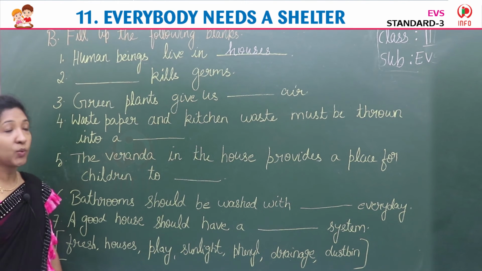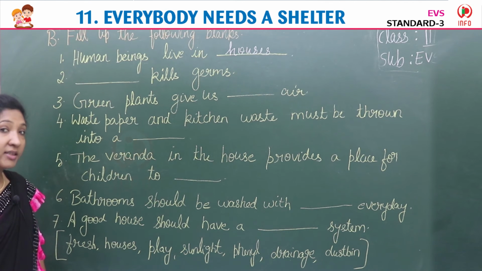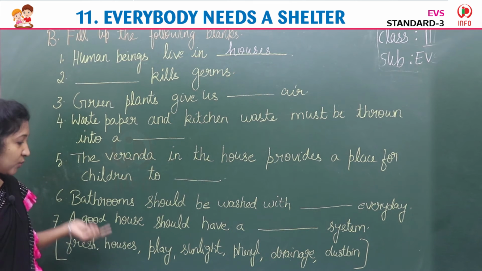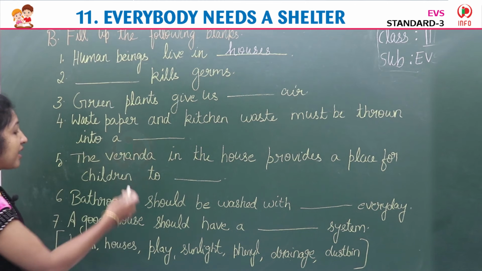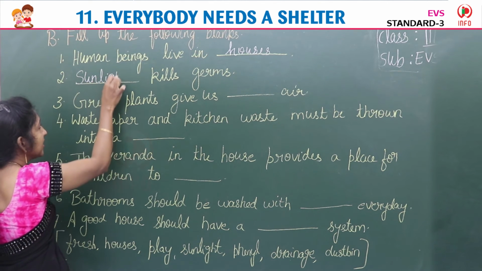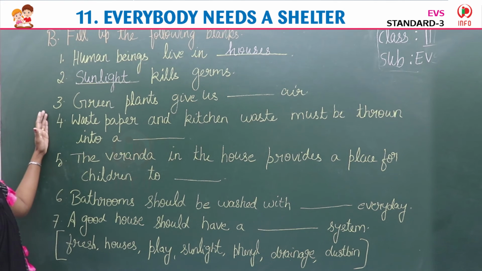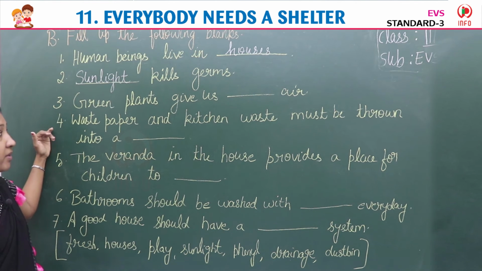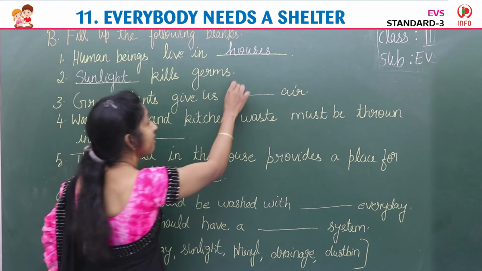Now coming to the second question, dash kills germs. What kills germs, children? See the clue kit, which is the correct answer? Yes, sunlight. So sunlight kills germs. S-U-N-L-I-G-H-T, sunlight. Sunlight kills germs. Now the third question, green plants give us dash air. Green plants give us, yes, the first word, fresh air. Green plants give us fresh air.